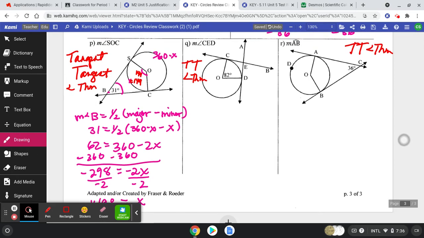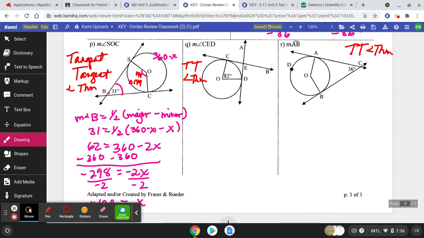Okay, on this next one, we're looking at this right here is an 82. So we know that the big arc has to be 360 minus 82. So grab those calculators, see what you get. Did you get 278? Good. So here we go. So this big guy is 278. The little guy is 82 because central angle equals arc measure.